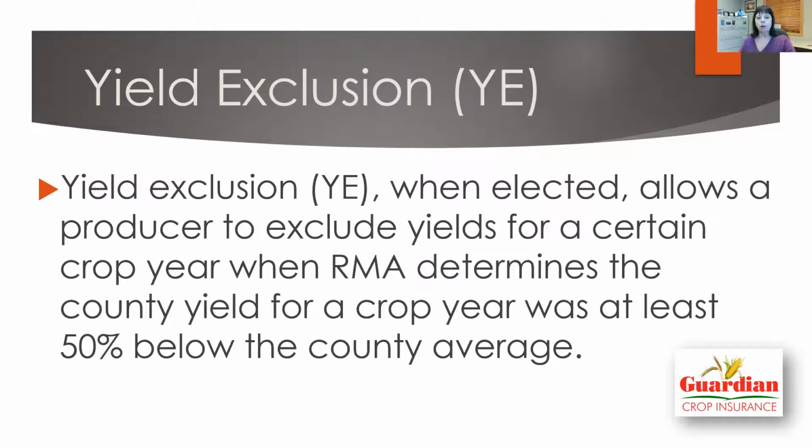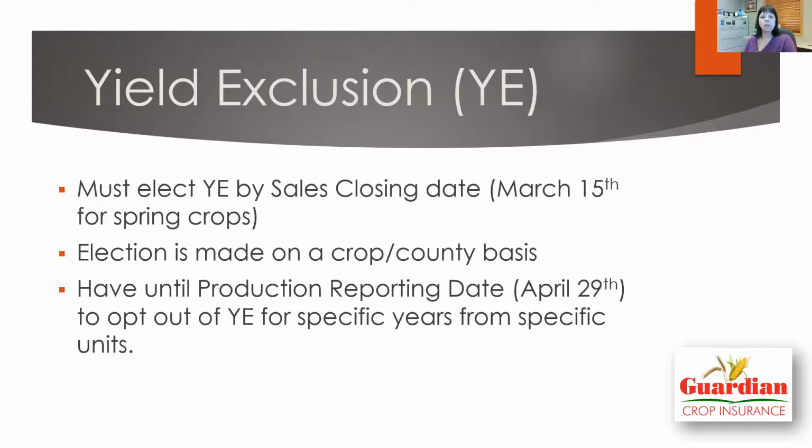They have to wait for all the data to come in to determine that the county yield average was below 50% of the county yield. So it'll take a year lag before it may show up, but there are other yield options that will help you if your yield is 50% below the county average.